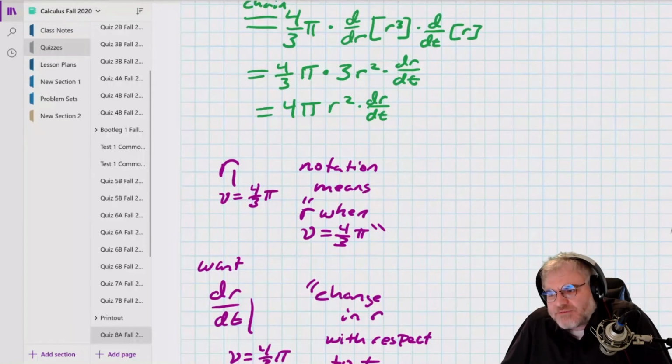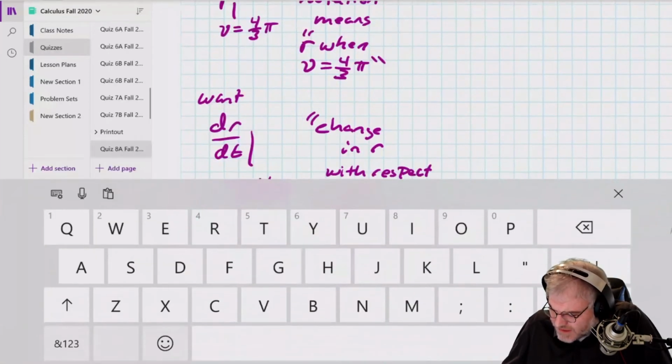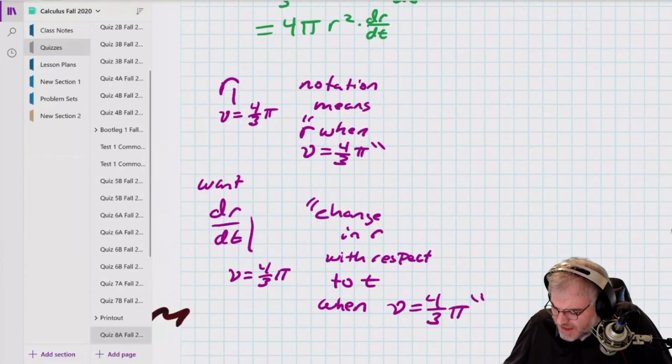And if you're going on in physics or economics or chemistry, you're going to want to learn this notation because, especially when you have curves that aren't necessarily functions at all points, it's actually pretty convenient. And what I want is dr dt where v is 4/3 pi. So this says right here, the change in r with respect to t when v equals 4/3 pi.